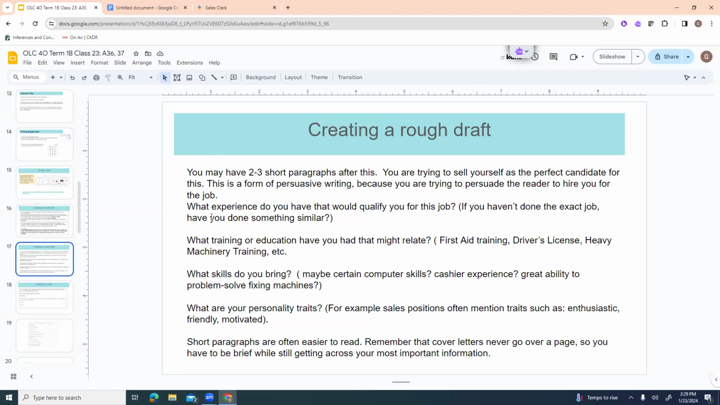Then you might have 2 or 3 short paragraphs. You're trying to persuade and sell them. What training have you had? Skills, personality traits. Short paragraphs are often a lot easier to read. And remember that a cover letter is never going to go over a page. The truth is, someone like a human resources person is reading hundreds of resumes. They generally don't give them a whole lot of time to get to the point. So you don't want to make them have to flip a page because they probably won't read the second page.